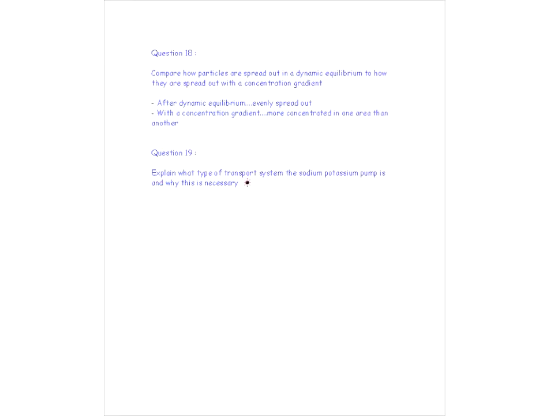Next question: explain what type of transport system the sodium-potassium pump is and why this is necessary. The sodium-potassium pump is an example of an active transport system. And why does it have to have active transport? Because you're going against the concentration gradient. You need energy to do that, to go from a low to a high concentration. All right.